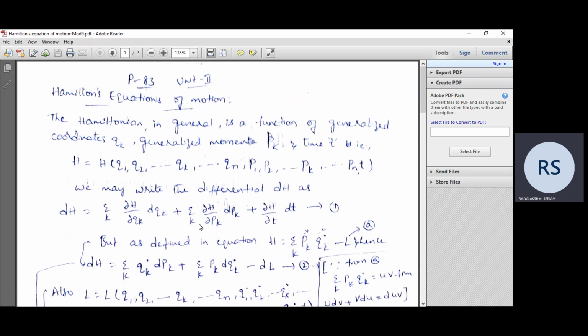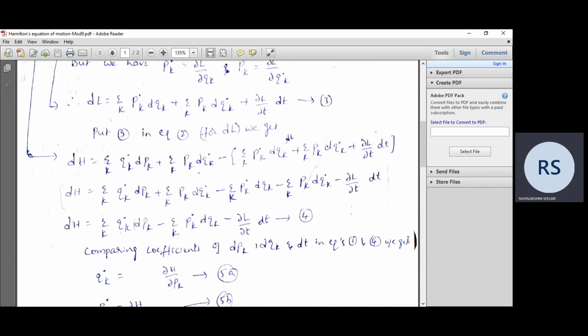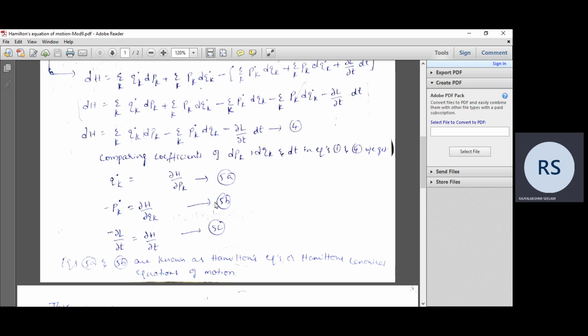So see, equation number 1. Here also we have dqk, dpk, dt. Now let us compare these coefficients from equation number 1 and equation number 4. If we compare the coefficients, we obtain qk dot equals ∂H/∂pk, minus pk dot equals ∂H/∂qk, and minus ∂L/∂t equals ∂H/∂t. So these are equation numbers 5a, 5b, 5c.